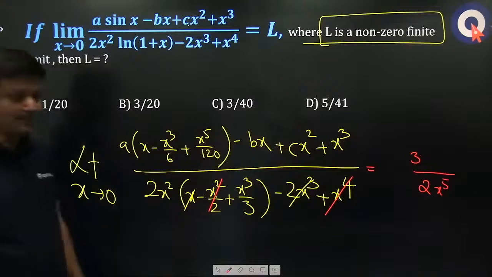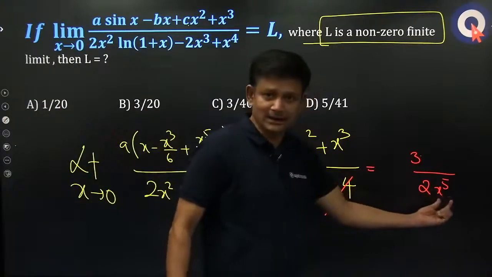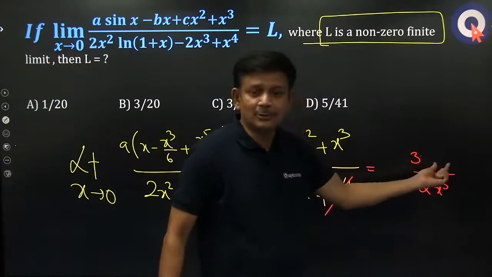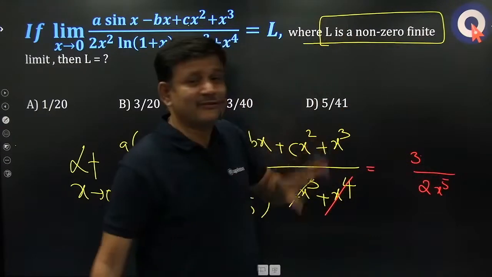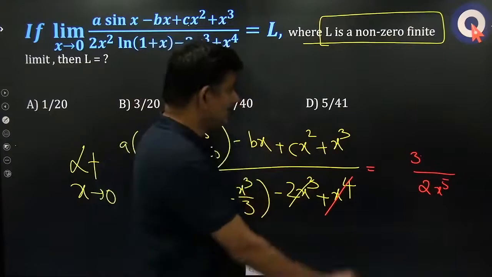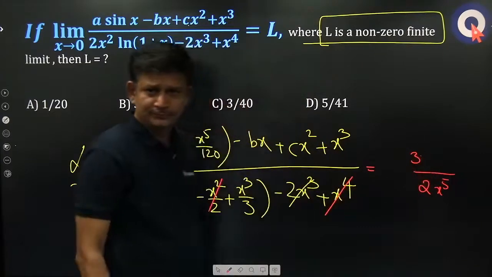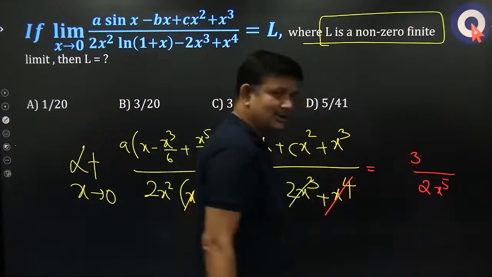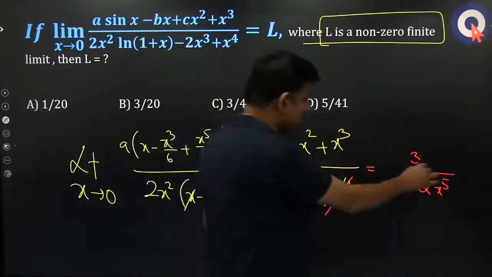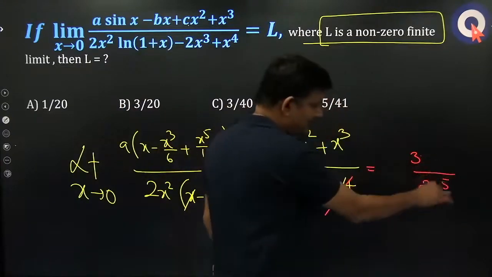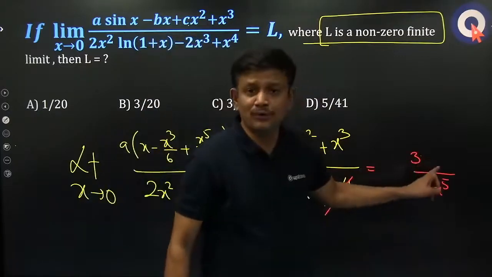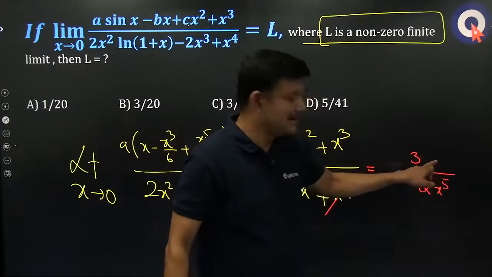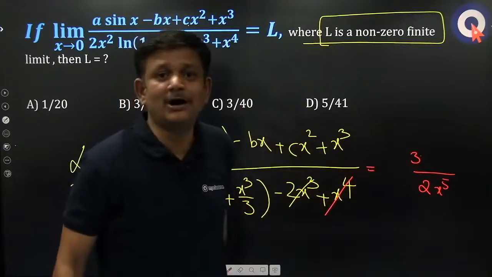Automatically, because you have x power 5 here, if your series stops with x here, the answer will be infinitely large, but I want a finite number. So can there be an x term here? No. Can there be an x square term? No. Can there be an x cube term? If there is an x cube term, the limit will be 1 by x square, which is again infinity. Can there be x power 4? No. So finally there should only be an x power 5 term.